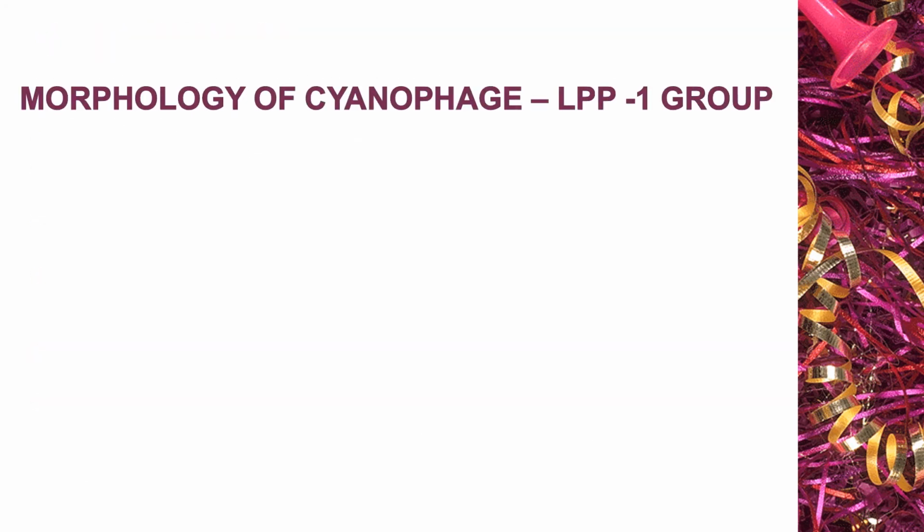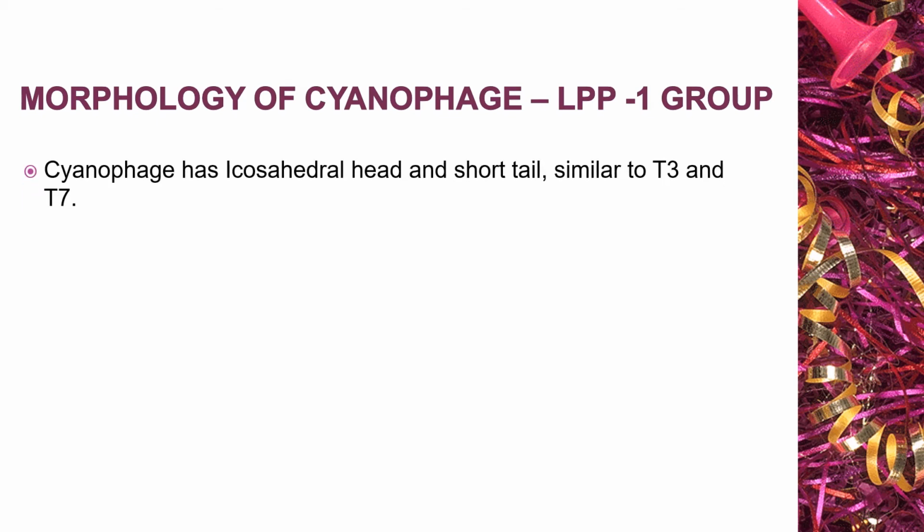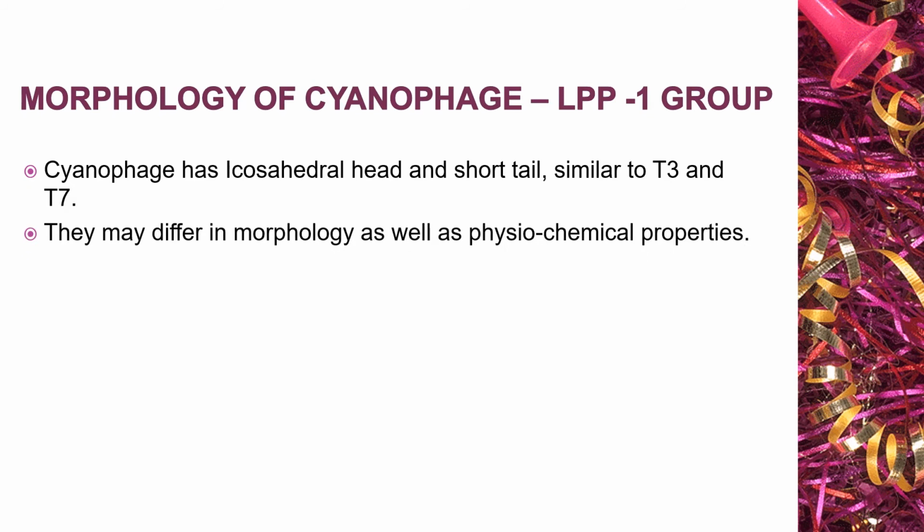Let's see the morphology of cyanophages, especially LPP1 group viruses. Cyanophage has an icosahedral head and a short tail similar to T3 and T7 viruses. There are several cyanophages, and they may differ in their morphological characters as well as physiochemical properties.